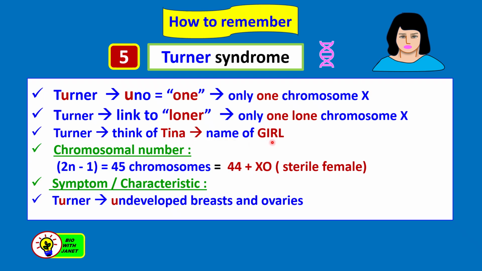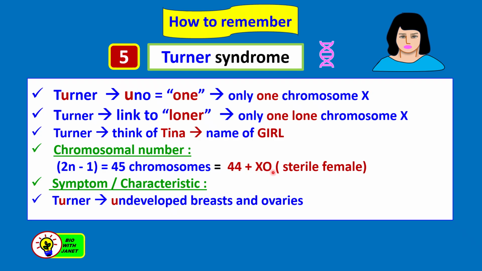So it's a girl. A child with Turner syndrome is considered a girl, right? Because of the lone X chromosome. There's no Y chromosome. If there's a Y chromosome somewhere, then it will be a boy or a male. So there's no Y chromosome. So the chromosomal number is 2n minus 1, missing one sex chromosome X, right? It becomes 45 chromosomes, 44 normal autosomes, and the abnormality is that there is only one sex chromosome X.